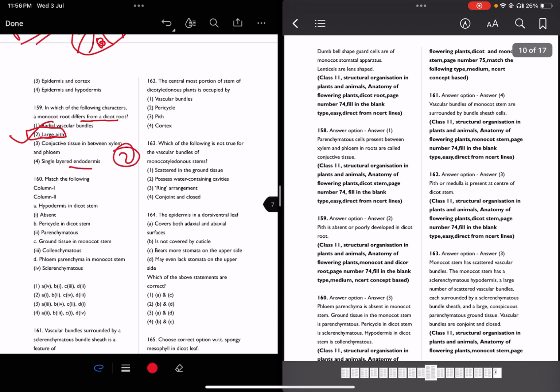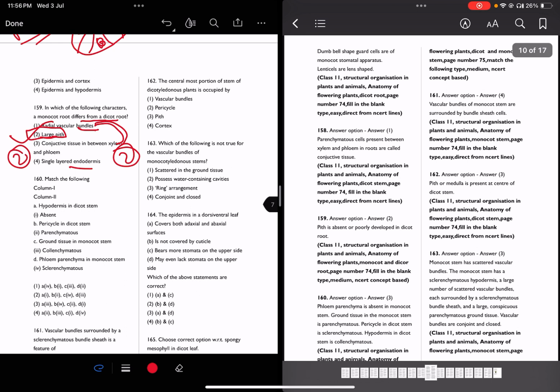Single-layered endodermis: both monocot and dicot have it. Both have a radial vascular bundle, irrespective of monocot or dicot. Both roots have radial vascular bundles only. Conjunctive tissue between xylem and phloem is present in both monocot and dicot because of the radial structure. So the answer is 2 only.